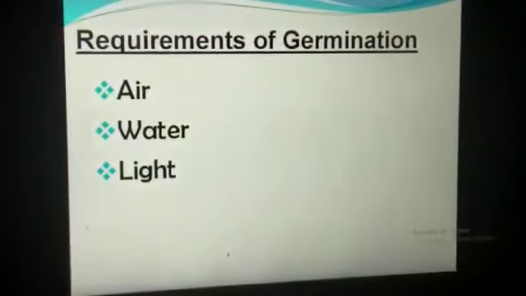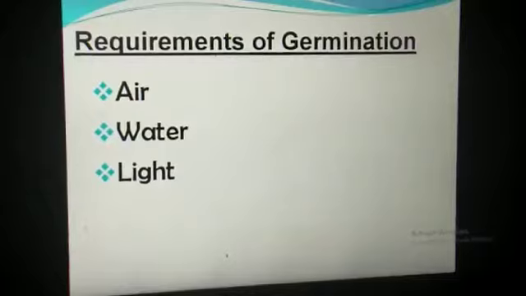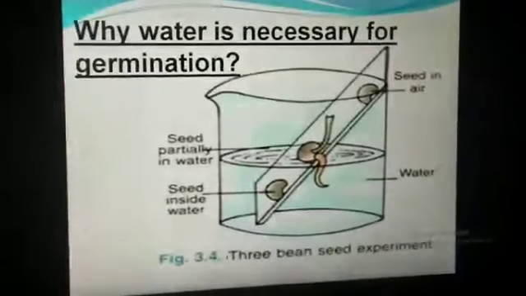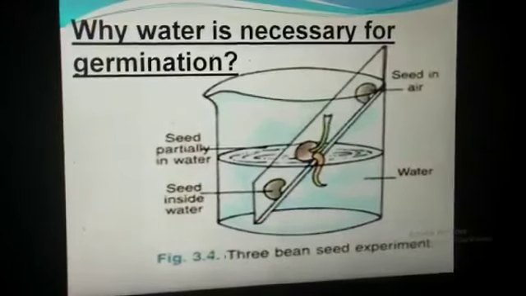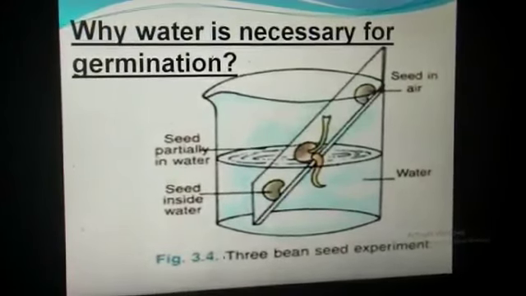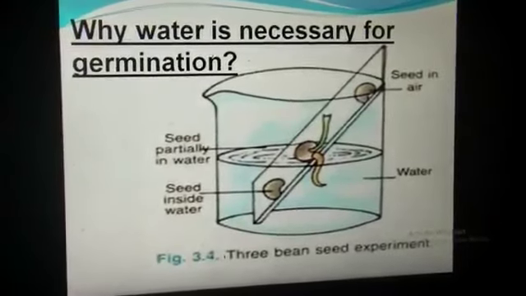Now, what are the requirements or the parameters needed for germination? Namely, there are three: air, water and optimum temperature or light. I'll explain why those three parameters are necessary through an experiment known as the three-bean seed experiment.